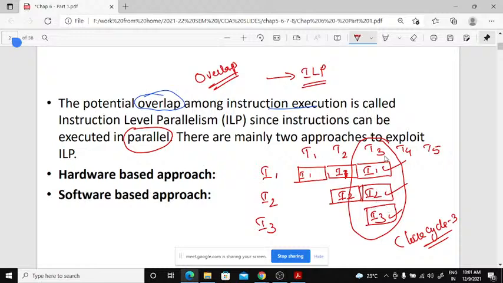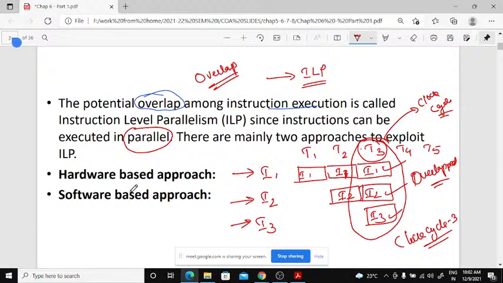At this particular time it is performing an overlapped operation. The potential overlap among the instruction execution is called instruction level parallelism, and the instructions are executed in parallel. In this clock cycle, all three instructions, instruction 1, 2 and 3, are executed in parallel.